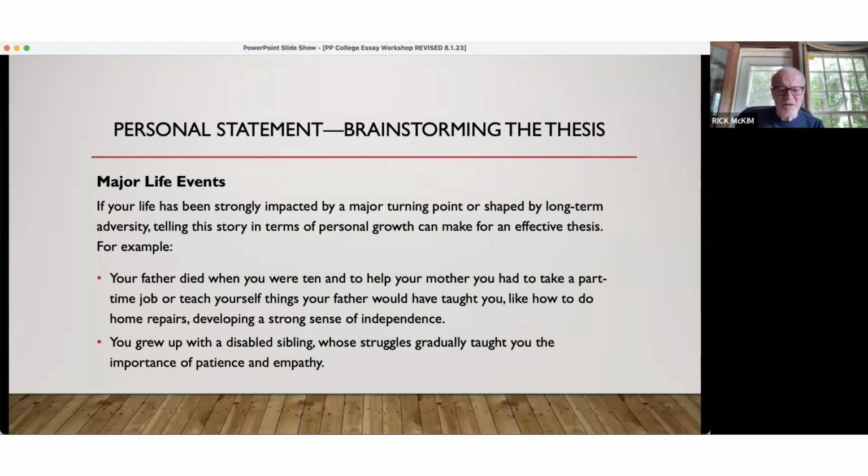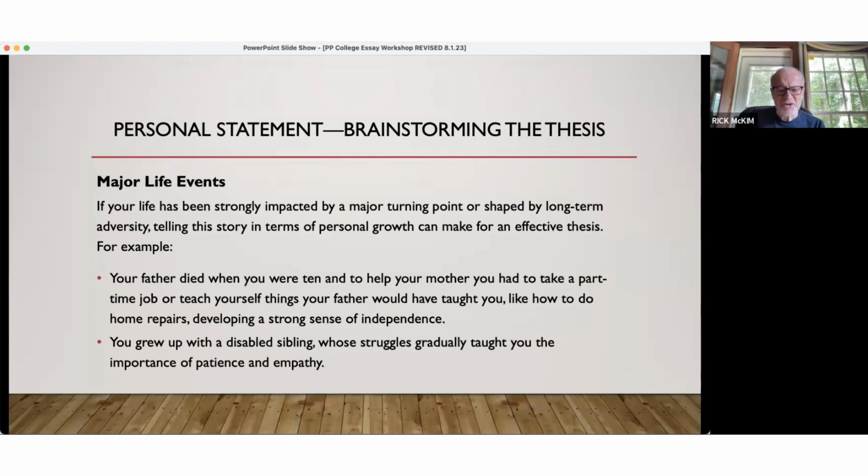If your life has been strongly impacted by a major turning point or shaped by long-term adversity, telling this story in terms of personal growth can make for an effective thesis. For example, your father died when you were 10, and to help your mother, you had to take a part-time job or teach yourself things that your father would have taught you if he'd lived, like how to do home repairs, things like that.